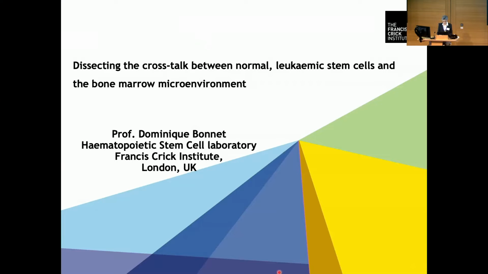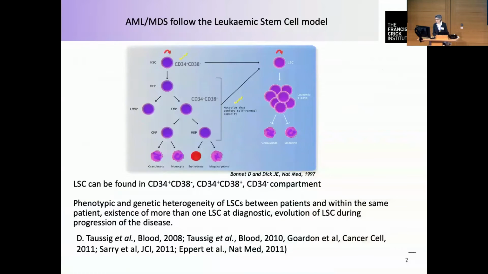So yes, let's start. As not everybody here works on hematopoietic stem cells, I thought I'd put some very general slides at the beginning. This one essentially shows the normal hematopoietic stem cell hierarchical structure, with the hematopoietic stem cell here at the top, which gives rise to all blood cells over the lifetime of an individual.